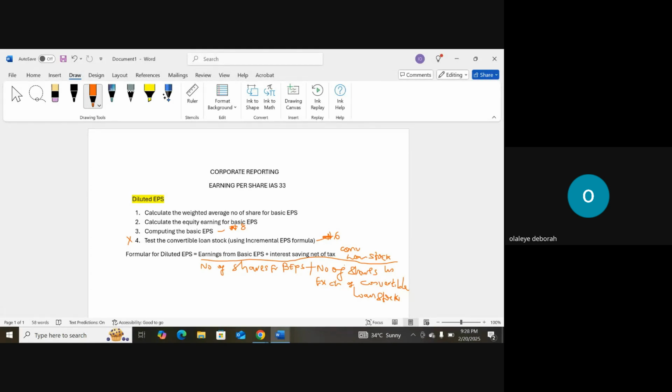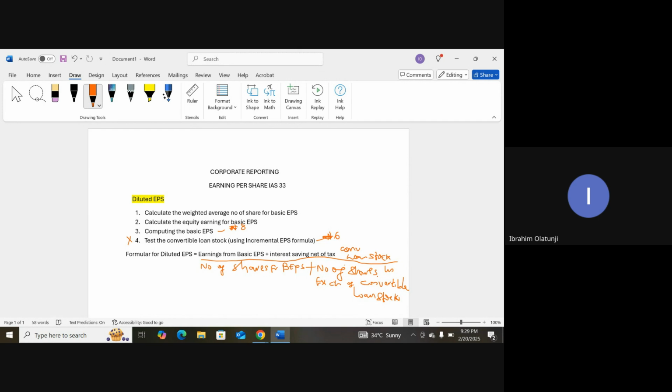Basic is higher than that of incremental EPS. So if basic is higher, then it means that incremental is lower than basic. As a result, when you are computing for diluted EPS, you have to include that convertible loan stock. Meaning, I will add the number of shares of convertible loan stock to the number of shares for basic EPS.